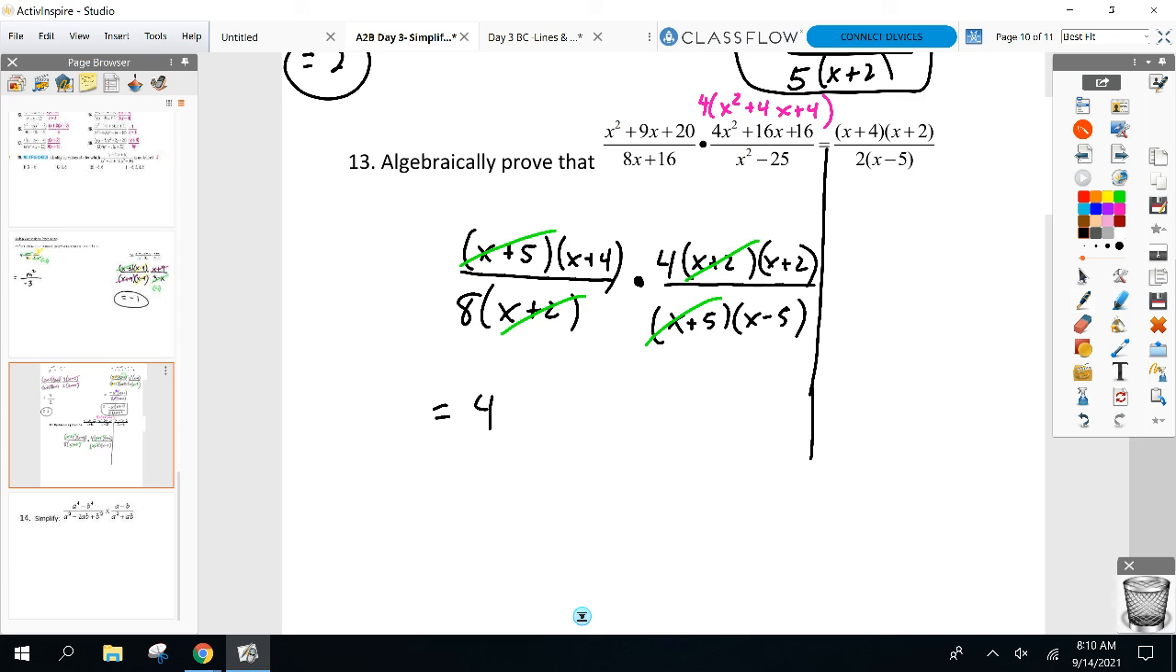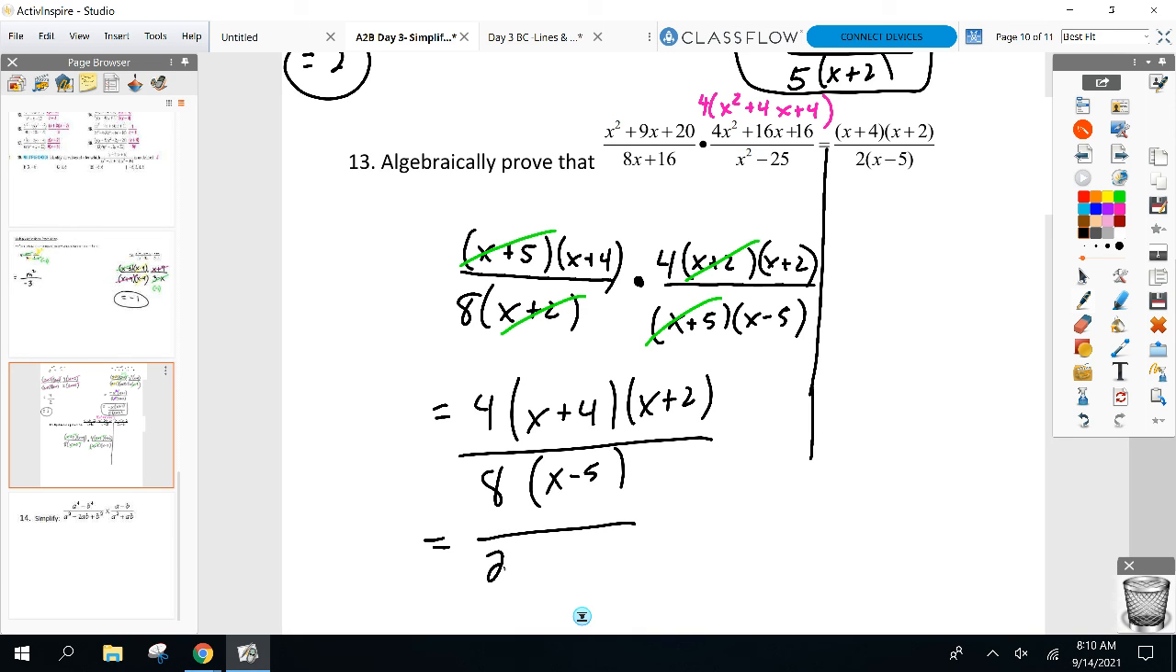So I have 4 on top with an x plus 4 and an x plus 2, and I have an 8 on the bottom with an x minus 5. It does not look like the right side though. What's still remaining that I need to do to make it look like the right side? 4 over 8. 4 over 8 reduces down to 1/2. You can leave the 1 there if you want. If not, not a big deal. And look at that magic. That's what I should have been left with.